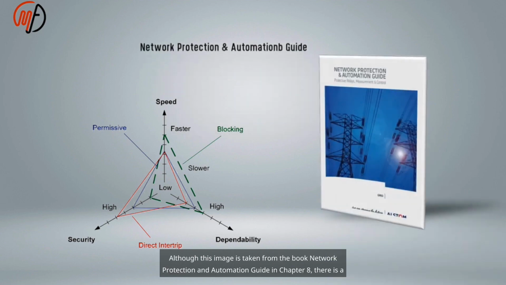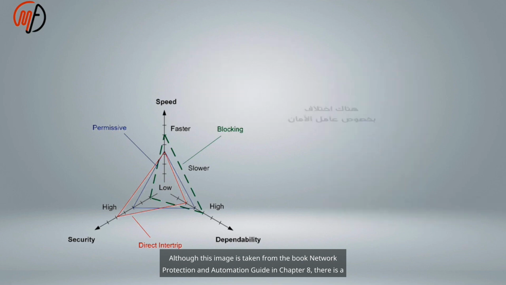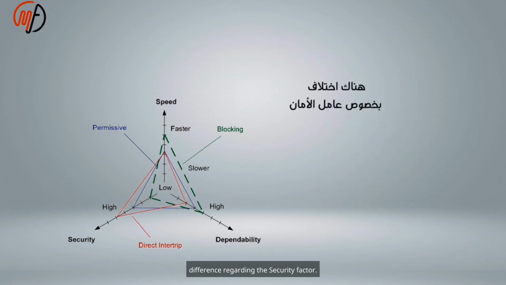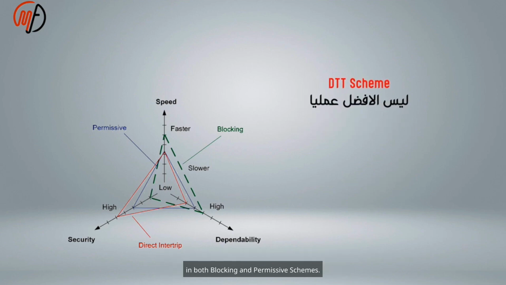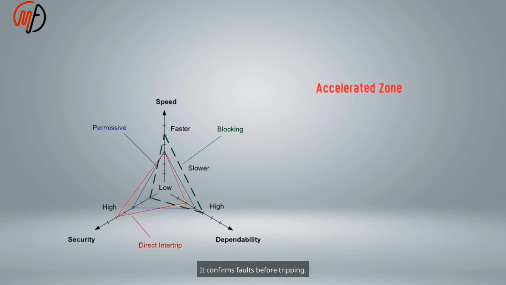Although this image is taken from the book Network Protection and Automation Guide in Chapter 8, there is a difference regarding the security factor. The direct intertrip scheme isn't ideal, so the accelerated zone, often Zone 2 protection, was introduced in both blocking and permissive schemes. It confirms faults before tripping.